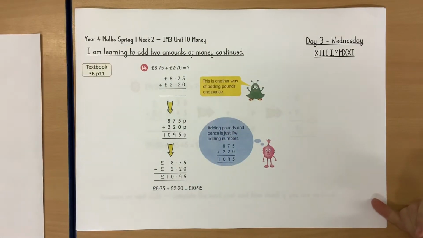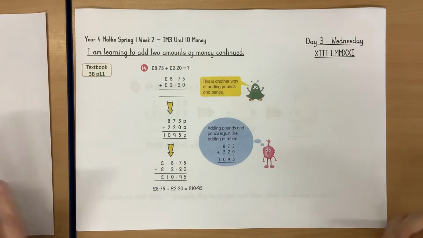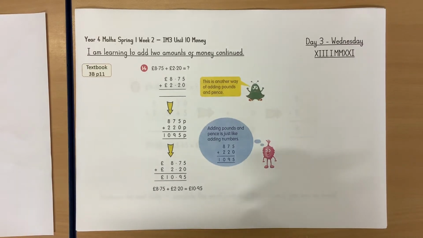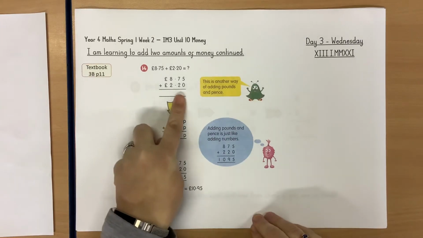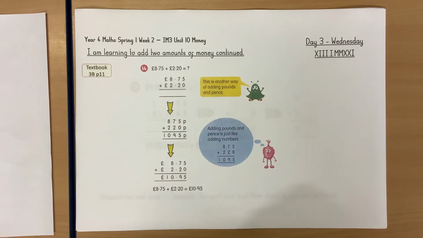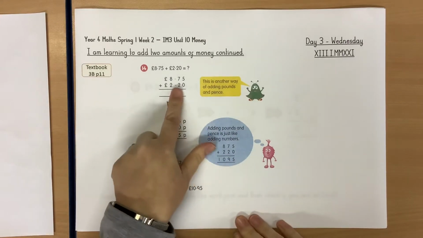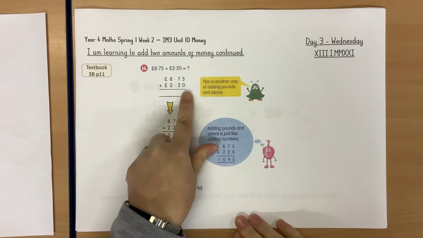So in today's lesson, we're learning again to add two amounts of money, but we're looking at it with a different method. Adding pounds and pence is just like adding any other number, and we can use a column addition method. So if you look here, £8.75 plus £2.20.